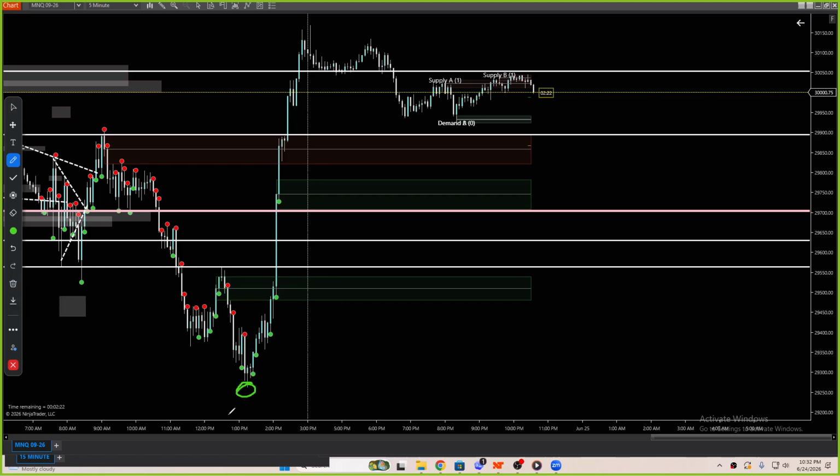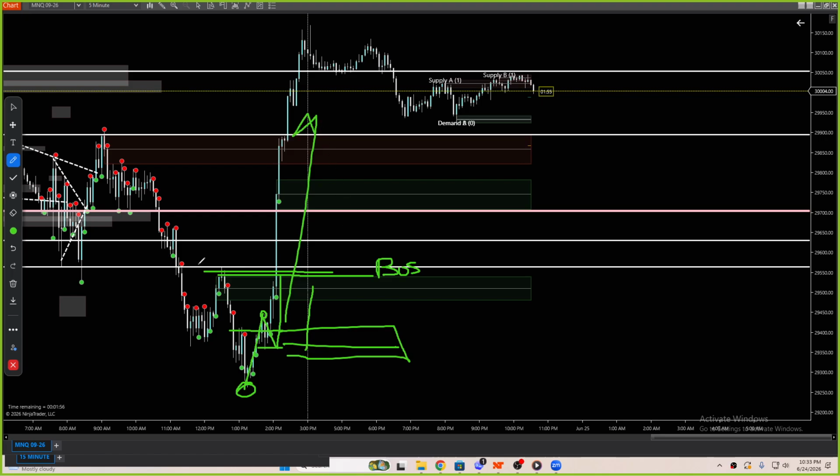We go into an A. We go into a B. On the micro level, we took out this high. We retested this area and we broke up. Your idea here would be that's a break of structure. That's a BOS. And if we were trading on a 1 minute, you would have boxes down here, and this is where you would trade. And then once we break this structure, the rest is history, right?